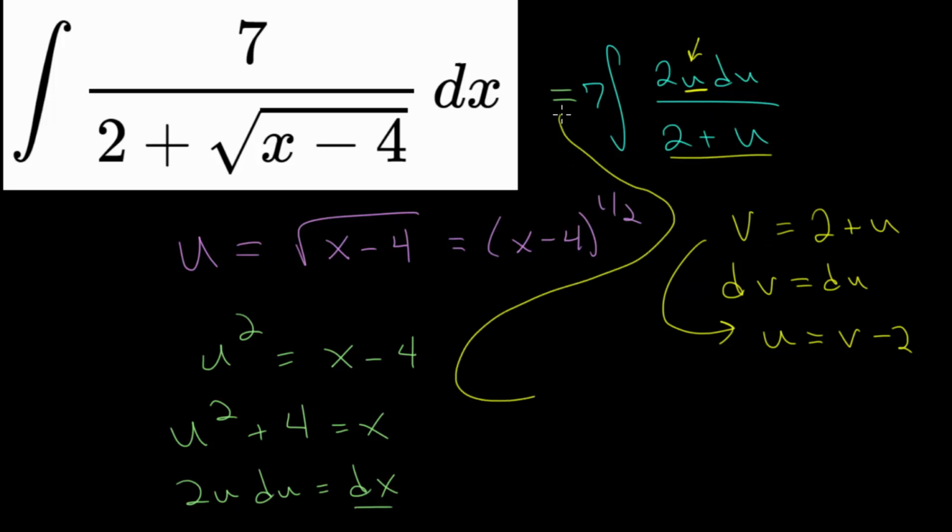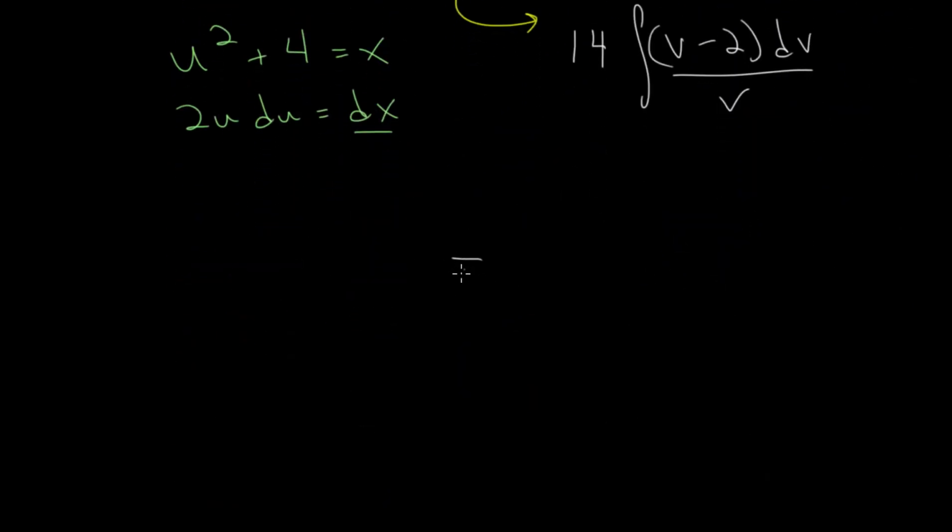So let's continue this. Down here, we have 7 multiplied by this integral. And since we have 2 times u, let's just factor out that 2, so that we have 14 multiplied by the integral of du, but du is now dv. And we also have u, but u is this v minus 2. And actually, let's write that first. We have v minus 2 dv, all divided by 2 plus u, but that's v. And from here, we can actually evaluate this.